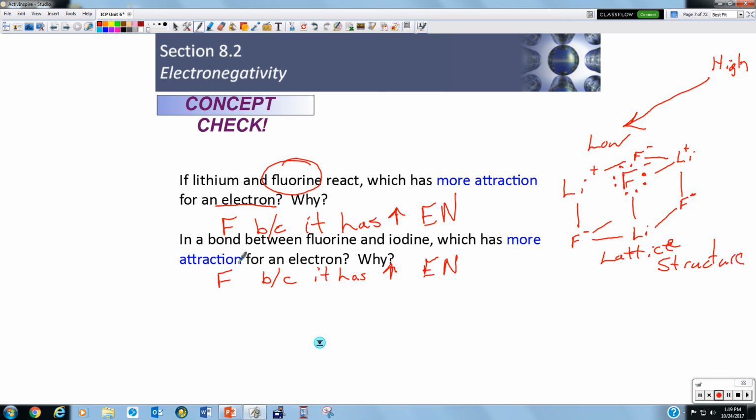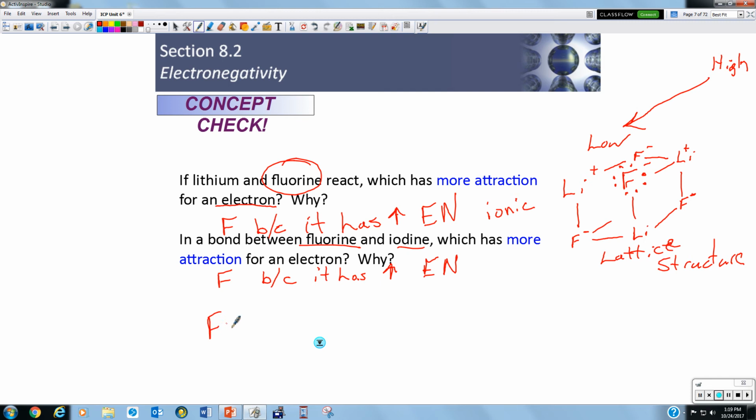All right. Now, this is going to be an ionic bond. So how is the bond between fluorine and iodine different from the bond between lithium and fluorine? What class of elements are fluorine and iodine? Nonmetals. Both of these are nonmetals. So this is going to make a covalent type bond.